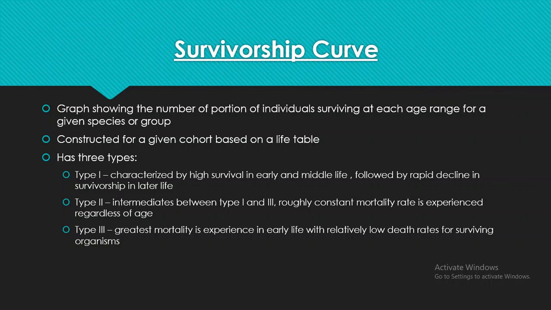So, sa type 3 naman, kabaliktaran lang siya ng type 1, which is characterized by greatest mortality at early life with relatively low death rates for surviving organisms. Mas malaki yung probability na mamatay yung mga organisms of the same species sa isang population at an early life, like from birth papunta sa middle age. Pero pag na-hit na yung middle age, yung ilan na nakakasurvive sa population na yun, after middle age, patatagal yung buhay. Habang tumatagal, lalong tumatagal yung buhay.